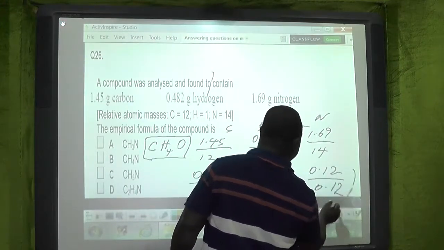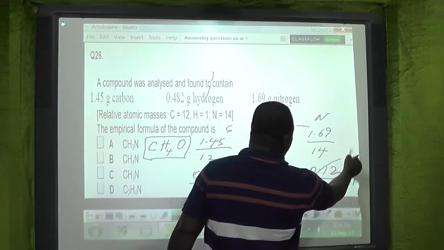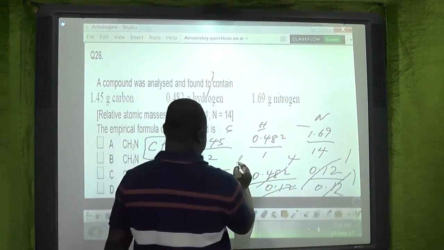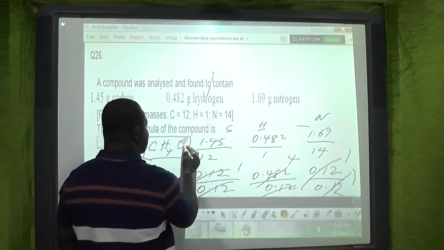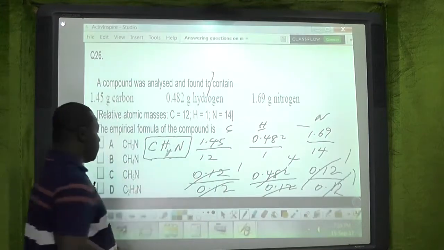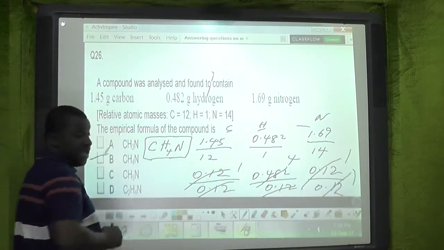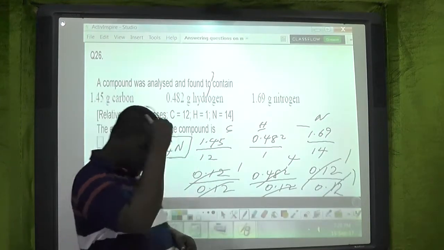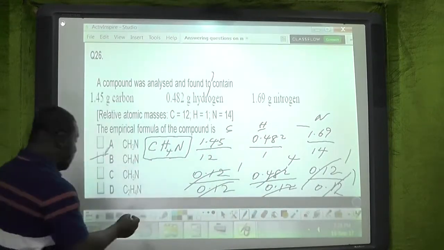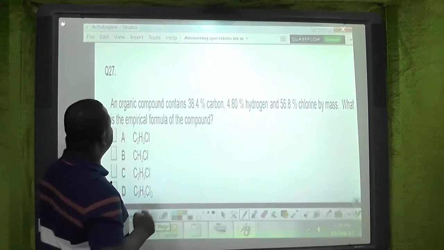I'm getting the same answer, 1, 4, and 1, as if it was nitrogen. So I got the same answer. CH4N is B again. Question number 26 is B. I got it again. All B. Please don't do that in the exam.